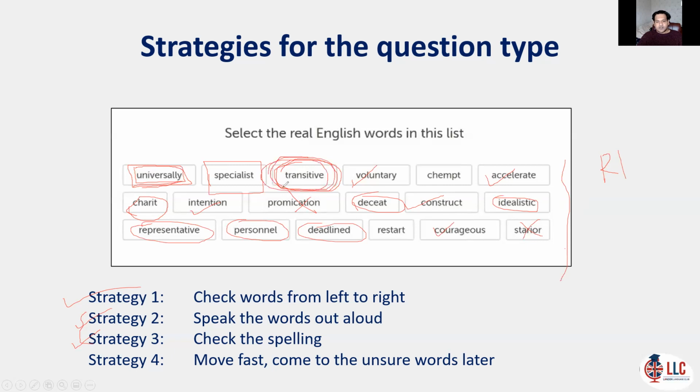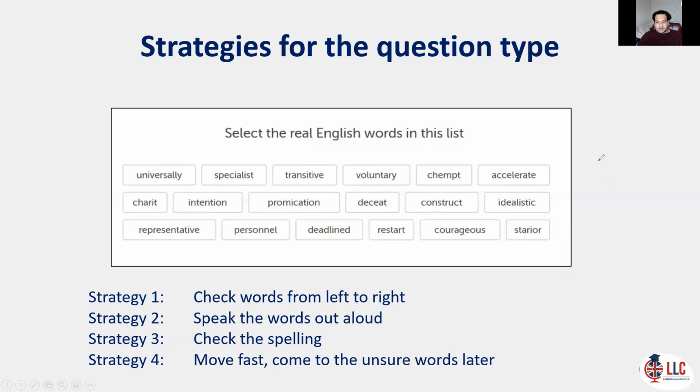For instance, transitive. Is it a word? Okay. There is a verb called transitive verb, so maybe it's a word. Then I was confused with this word, chariot. Is it a word? Well, it's not a word, because maybe charity would have been a word, but chariot is not a word. So like that, you make the final decision in round two for confusing words. Round one is for all the words you're 100% sure is a word.